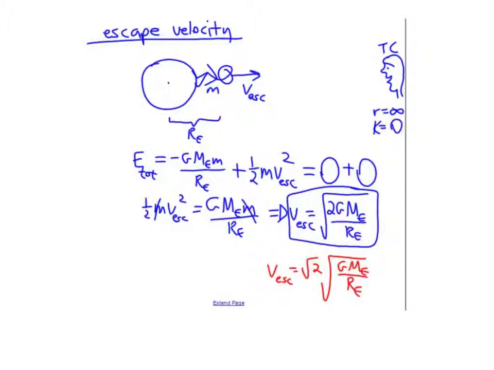So we simply calculate the total energy at jump, which would be the person's gravitational potential energy plus their kinetic energy. We set that equal to the kinetic energy 0 plus the gravitational energy, which we determined to be 0 at infinity. And so we're able to determine that the escape velocity is equal to the square root of 2 times G times the mass of the Earth or the planet divided by the radius of the Earth or the planet.